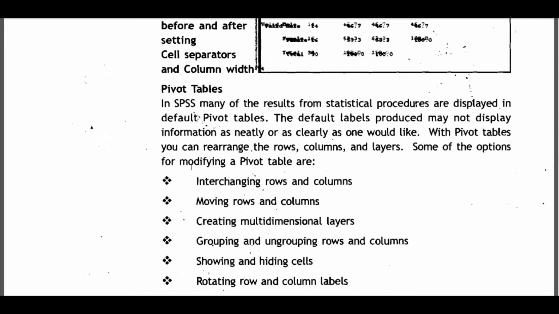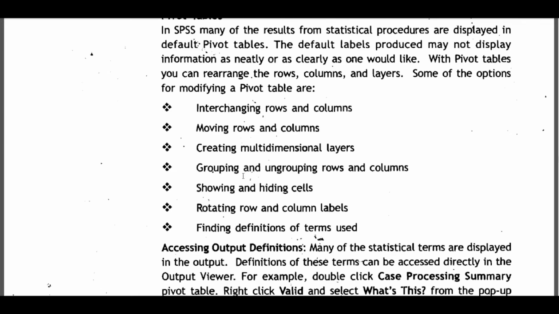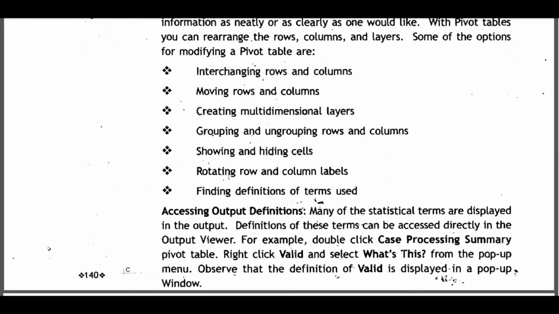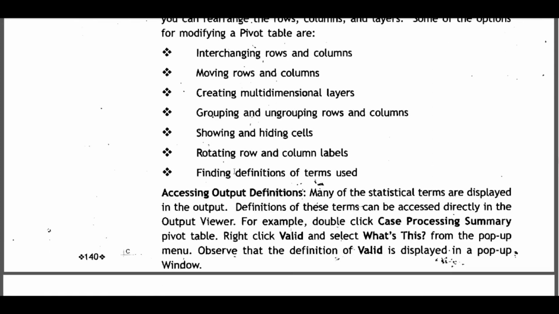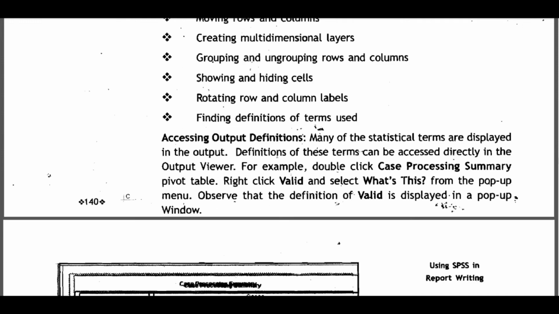Some of the options for modifying a pivot table are interchanging rows and columns, moving rows and columns, creating multi-dimensional layers, grouping and ungrouping rows and columns, showing and hiding cells, rotating row and column labels, finding definitions of terms used, and accessing output definitions. Many of the statistical terms are displayed in the output. Definitions of these terms can be accessed directly in the output viewer.